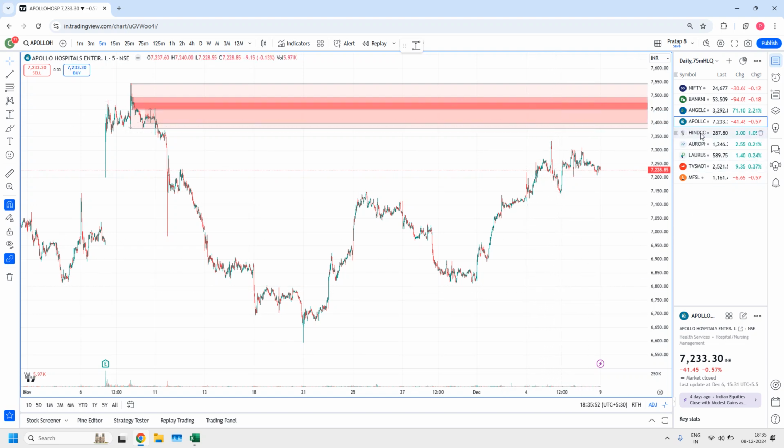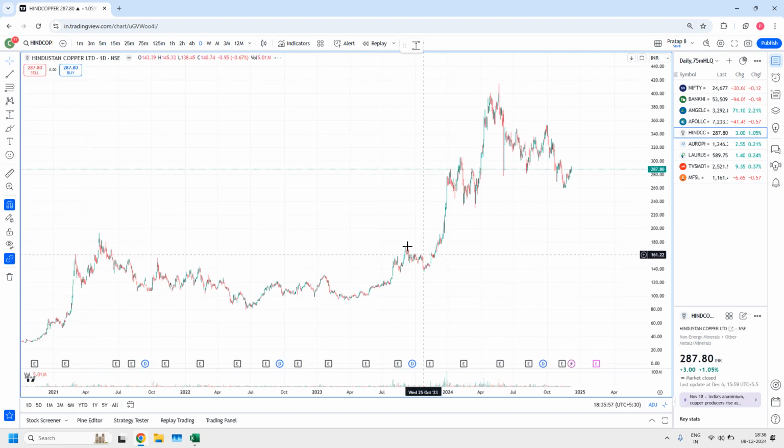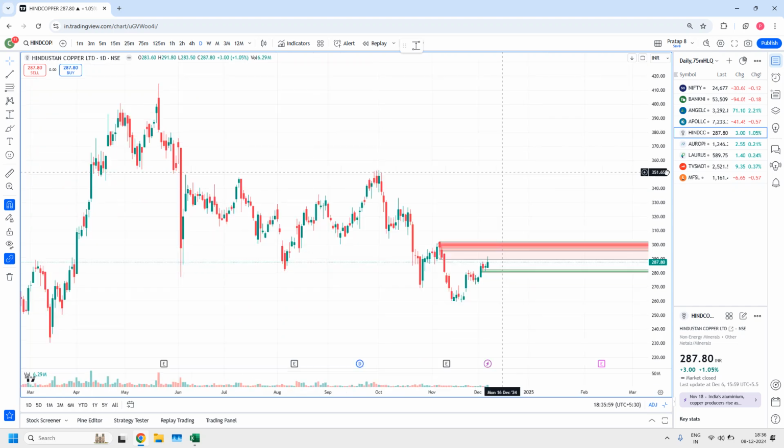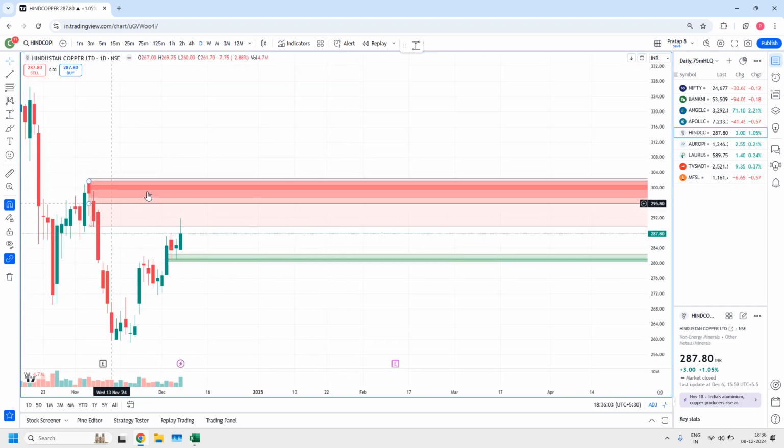And next one is Hindustan Copper. I already explained Hindustan Copper to you. This is also a daily high liquidity supply zone. Please refer to the previous videos. So we didn't plan any trade from here. This also has a 75-minute high liquidity zone here. Previously we got the trade on Thursday, but on Friday we didn't get any trade.